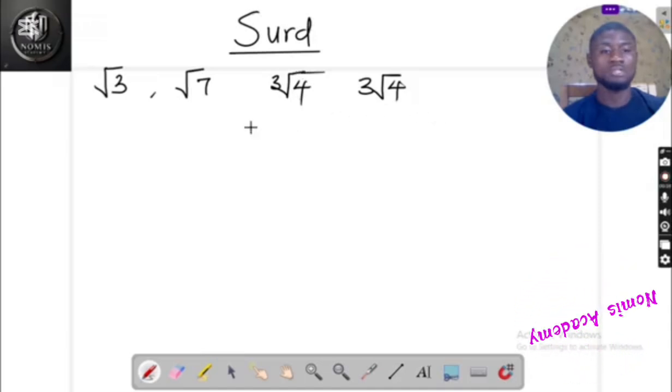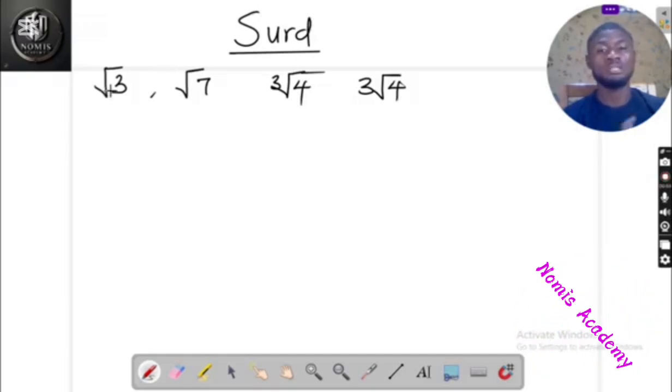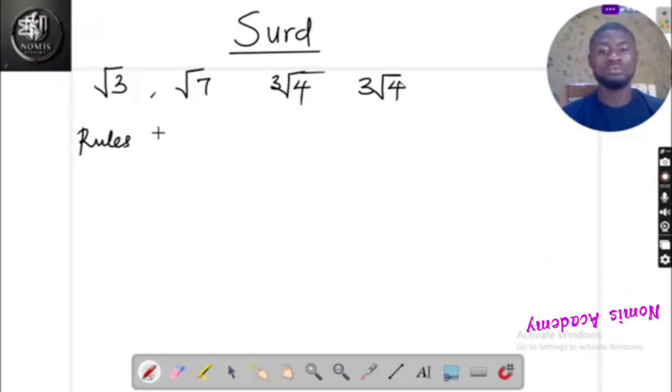So these are surds. Before we do anything with surds, whether addition, subtraction, multiplication, or division, we should learn the rules of surds. There are some rules that should be followed in dealing with irrational numbers like this, in the topic of surds. So let's take the rules of surds.